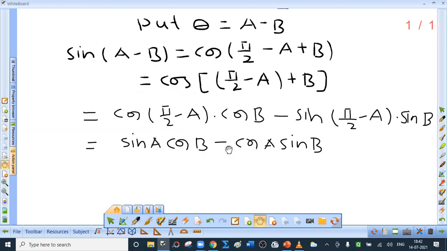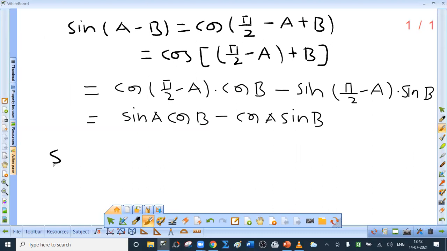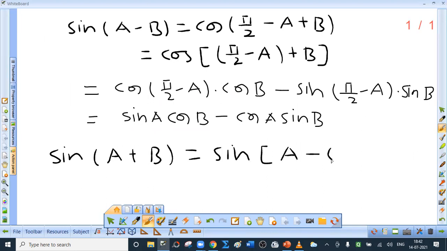In fact, we can easily obtain sine of a plus b, because what is sine of a plus b? It is sine of a minus minus b. To prove the fourth result, we can make use of which one? Third one, right? Or if you do not want, you can again begin with sine theta equal to cos of pi by 2 minus theta, and then put theta equal to a plus b. That is also correct.